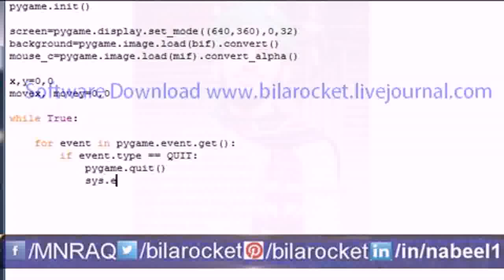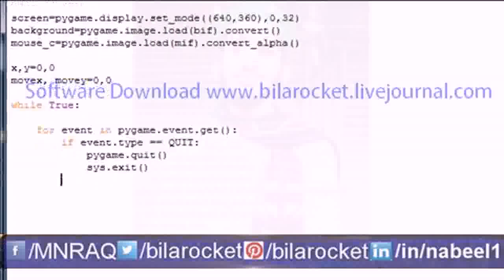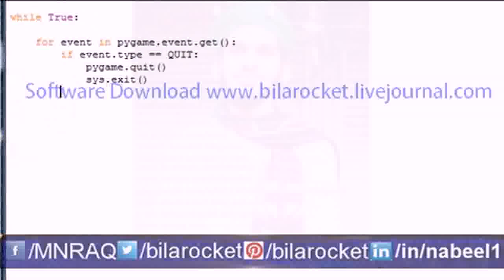And I also want to exit my system, and just to make sure that it exits on every system. Alright, so now we know what to do if they press the X button, which is the quit event type. Now let's test for another type. Another event type they can do is press a key down on their keyboard, and this event type is called key down. So let's test for that.